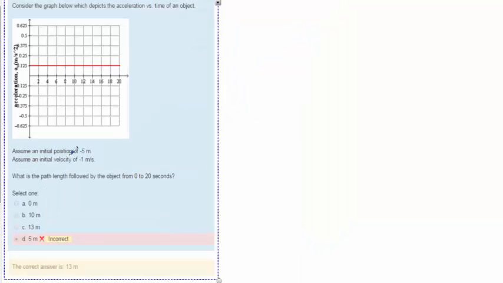Okay, another question I can guarantee you will be on the test is I give you an acceleration versus time graph, and I ask you something about the position or the path length. This is kind of opposite of the first one. I'm basically asking you to go up. Okay, and this is a tricky one, but we can kind of work it out.